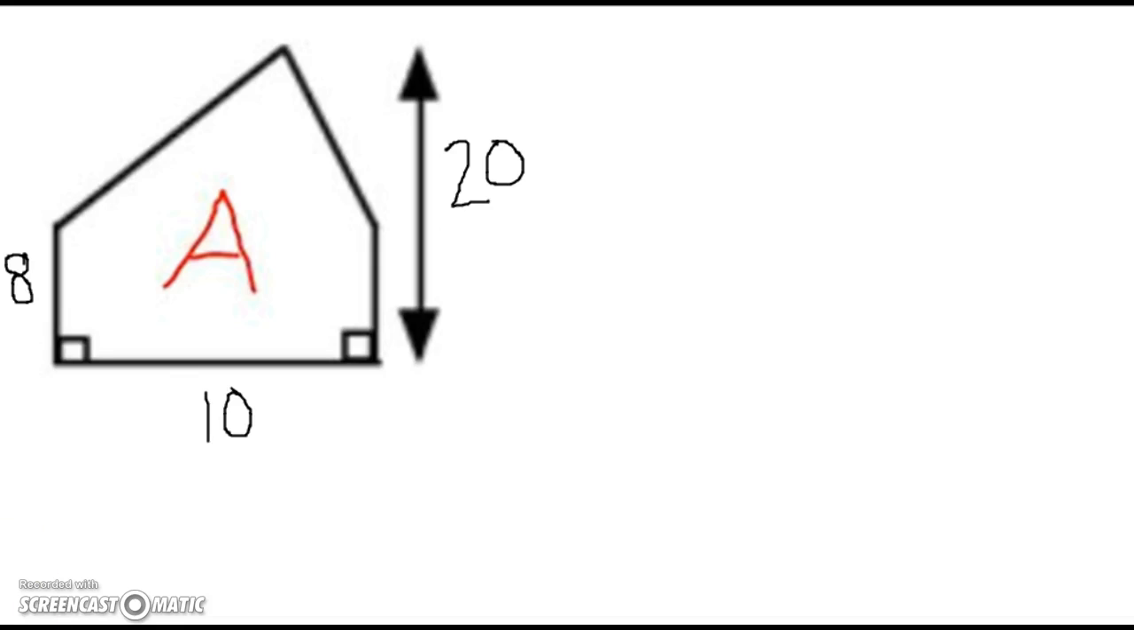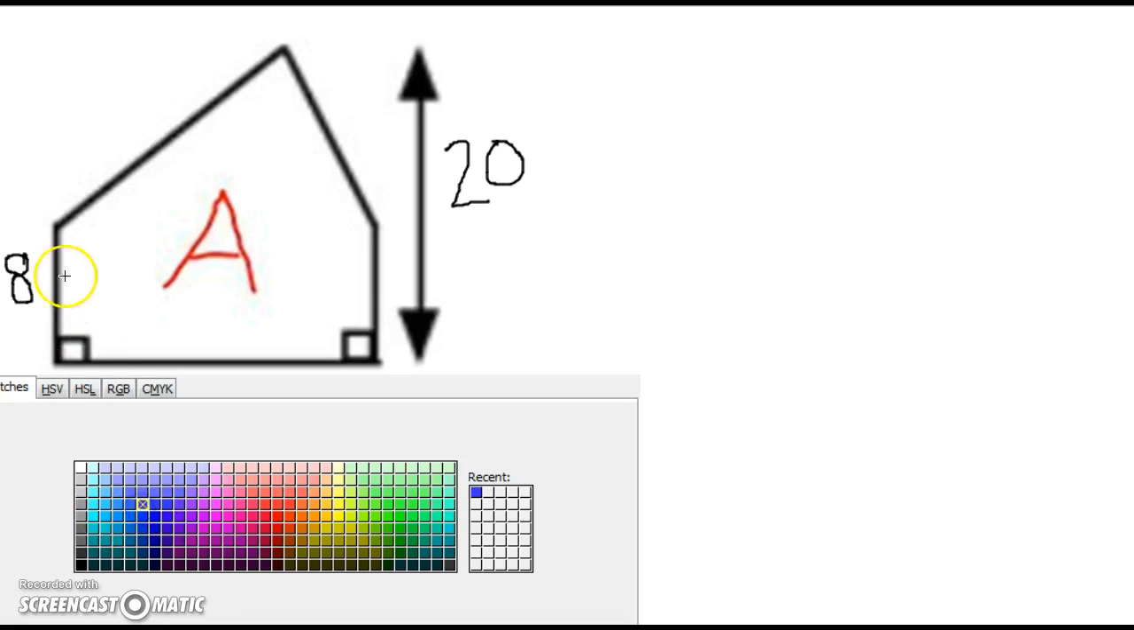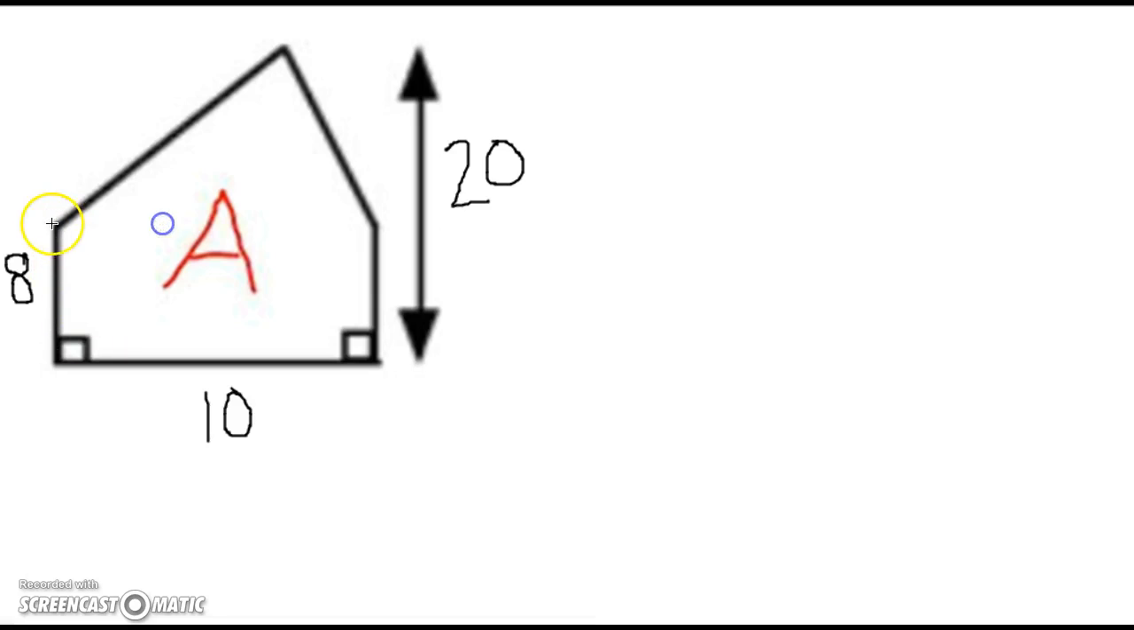All right, so the idea here with decomposing these shapes is that you're supposed to cut them into other shapes and figure out the measurements. So I'm going to show you how I would cut this shape into different pieces. If I drew a line right here, this would make a triangle and a rectangle that I could then work with. And so I know that the rectangle is 8 by 10.